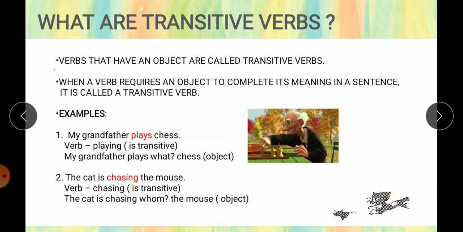The cat is chasing the mouse. Chasing means पीछा करना. You can see the cat is chasing the mouse. Here the cat is there and this is the mouse. So chasing is the verb. Now, the cat is chasing whom? The answer comes: the mouse. So the mouse is an object. So if in a sentence there is a verb and that verb is followed by an object, then this verb becomes what? It becomes a transitive verb.